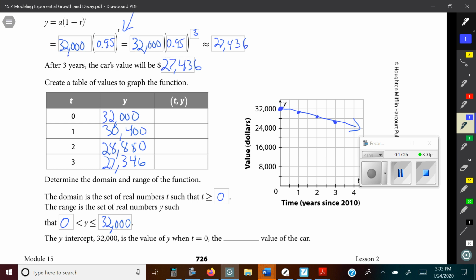Okay. Now, what does the initial amount mean? What does the y-intercept mean in context? In context, what that means is that when you first bought the car in year 0, the value of the car was 32,000. So that's the original amount of the car. And that's an example of depreciation.